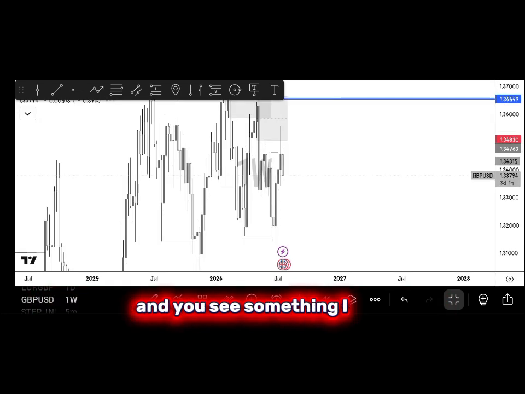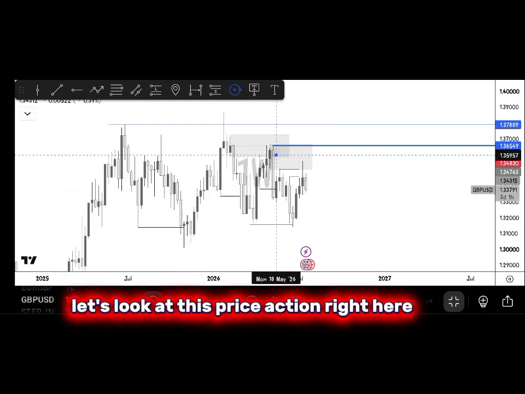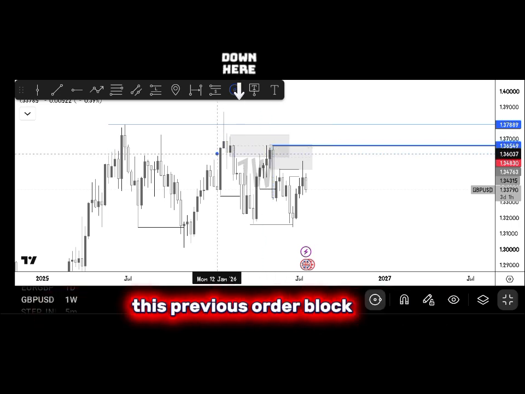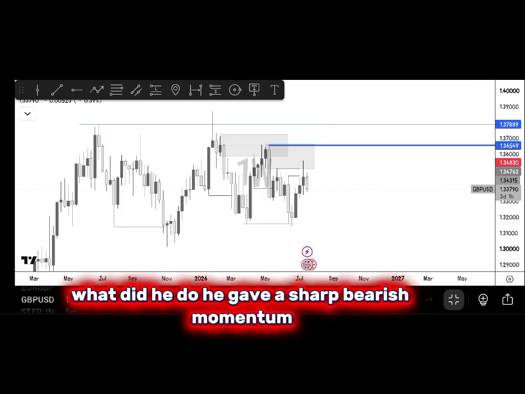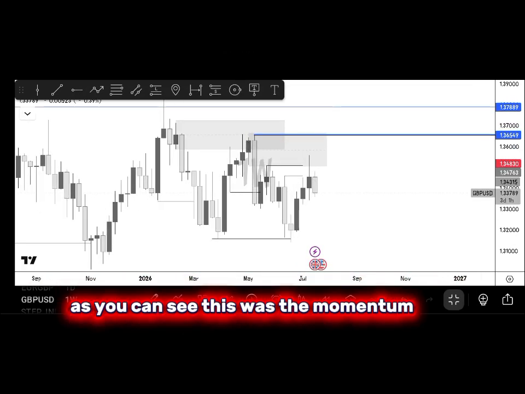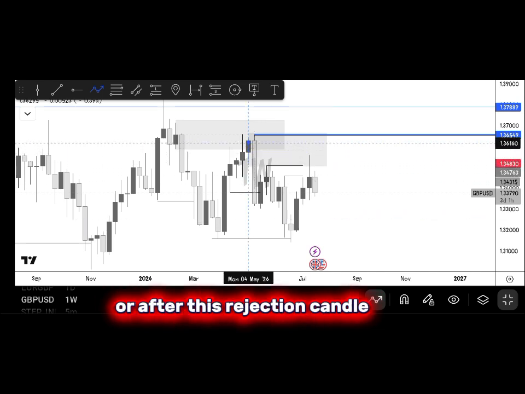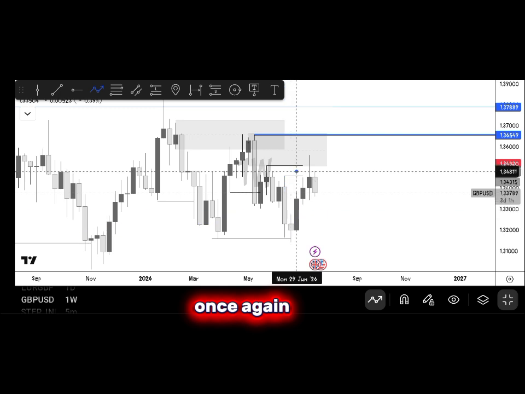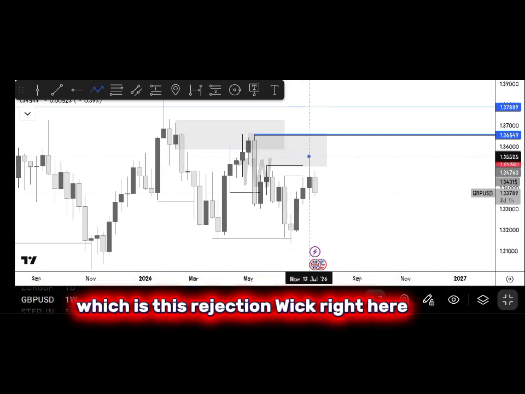and you see something. Let's look at this price action right here. You see, after price tapped into this previous order block, what did it do? It gave a sharp bearish momentum. As you can see, this was the momentum, this sharp bearish momentum after this rejection candle. Once again, price has approached another order block, which is this rejection week right here.